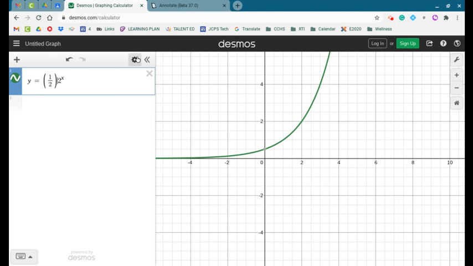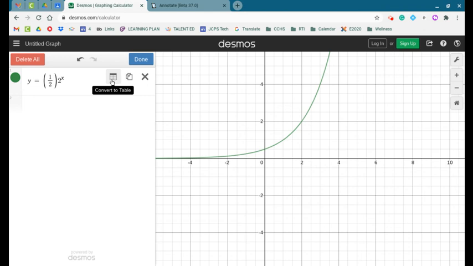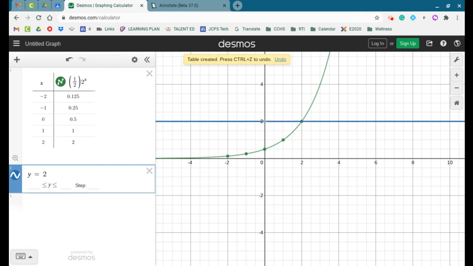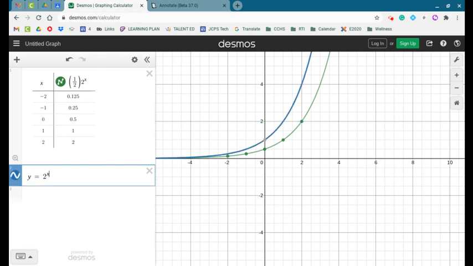Okay, so now let's look at our new table, and I am actually going to show you what happens. So the green line is our new function. The 1/2 in front of it kind of smushed it down a little bit. So a fraction is going to smush it down, so compress it. And then a whole number A value is going to stretch it, so make it a lot taller.